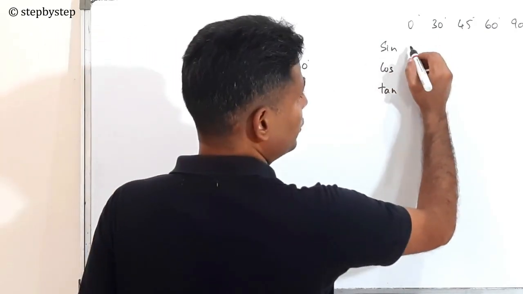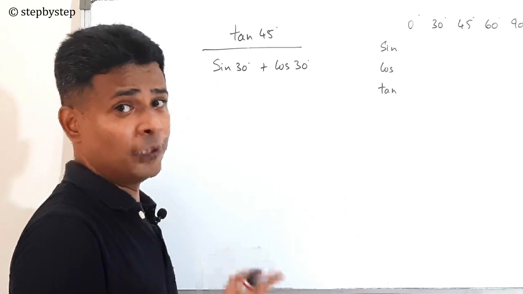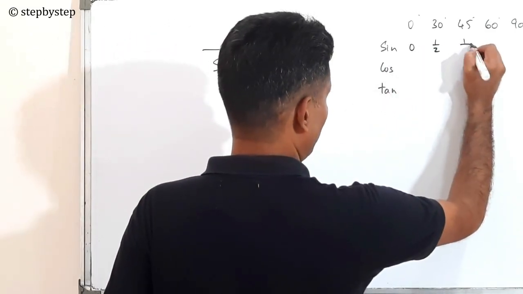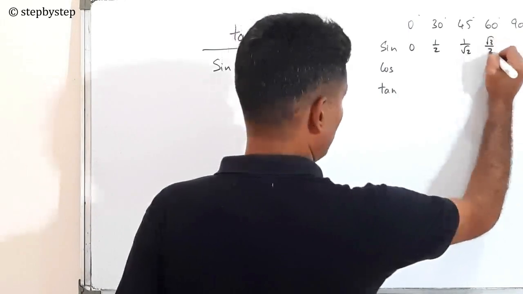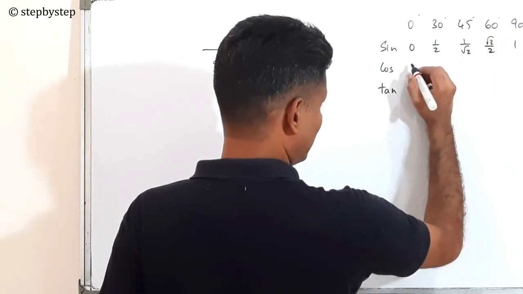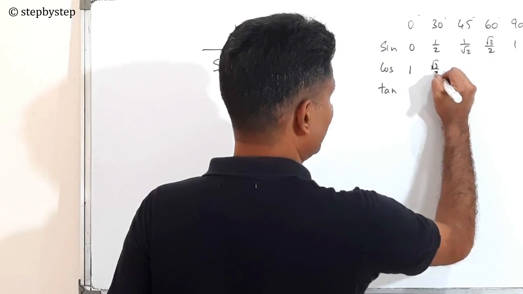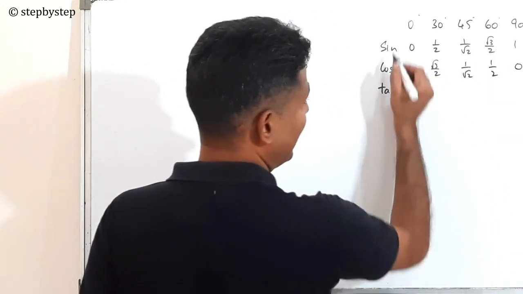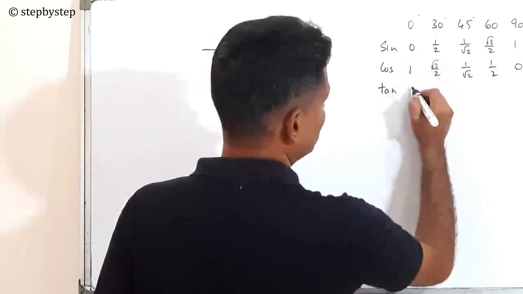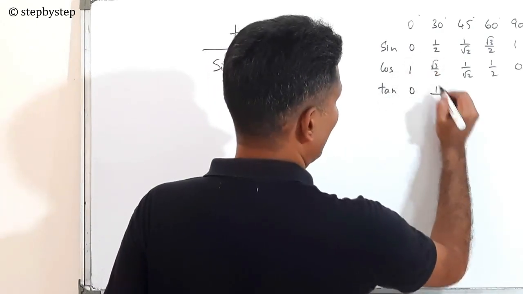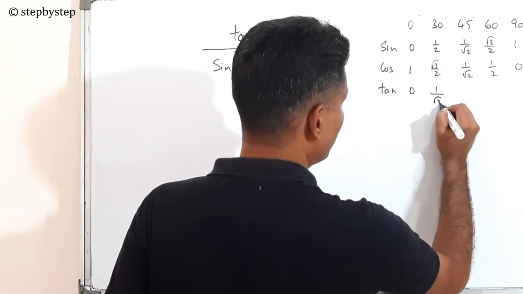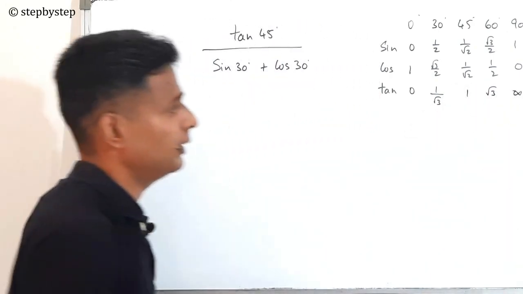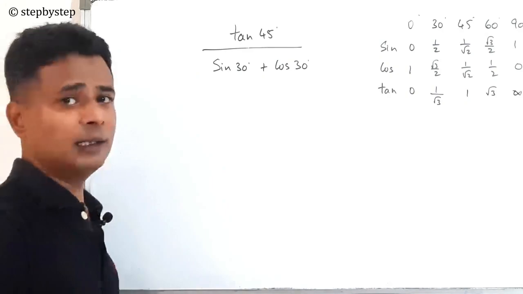Now, like I told you, you need to know only for sin. So it starts with 0, 1 by 2, 1 by root 2, root 3 by 2 and 1. For cos it is the opposite: 1, root 3 by 2, 1 by root 2, 1 by 2, 0. And tan is sin by cos. So 0 by 1 is 0, then 1 by 2 by root 3 by 2 is 1 by root 3, then 1, root 3 and undefined. 1 by 0 is undefined.